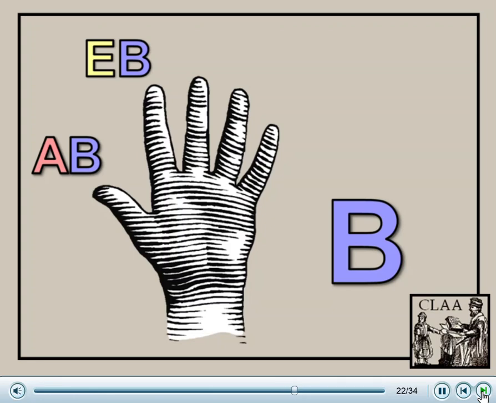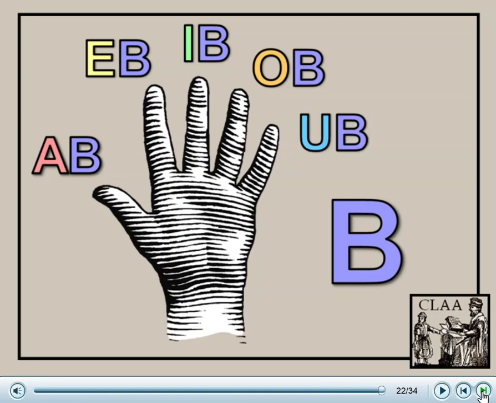How do you spell the syllable ebe? You should have said E and B. How about the syllable obe? How do you spell the syllable obe? You should have said O and B. And lastly, how do you spell the syllable oob? You should have said oo and be. Spelling is reading backwards.